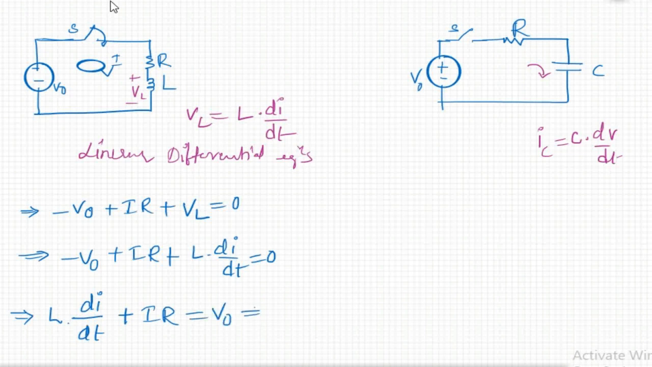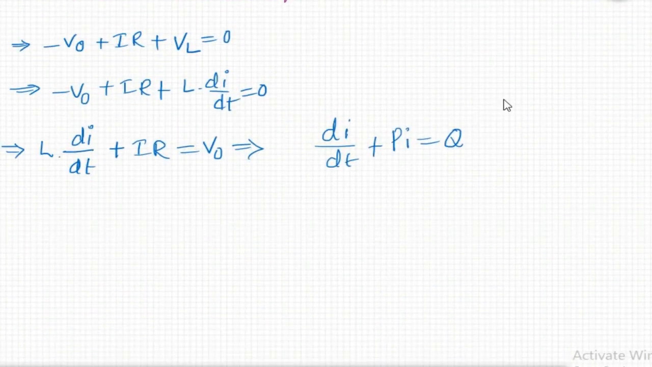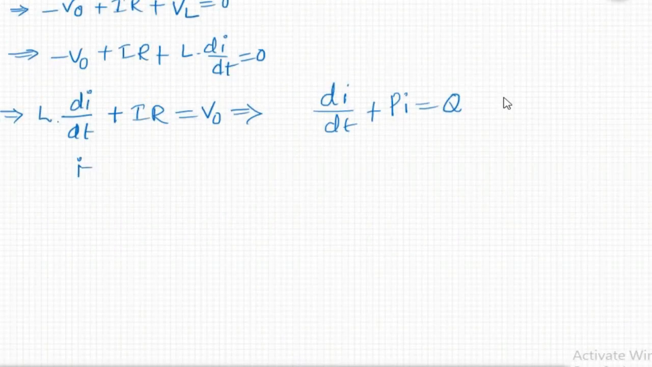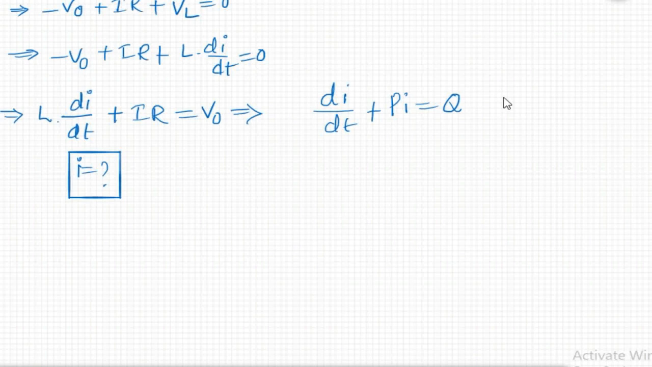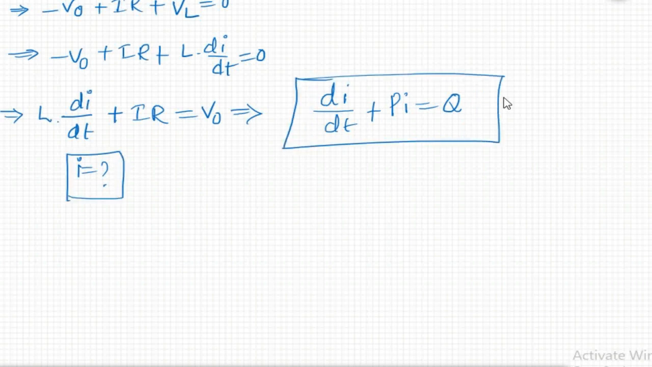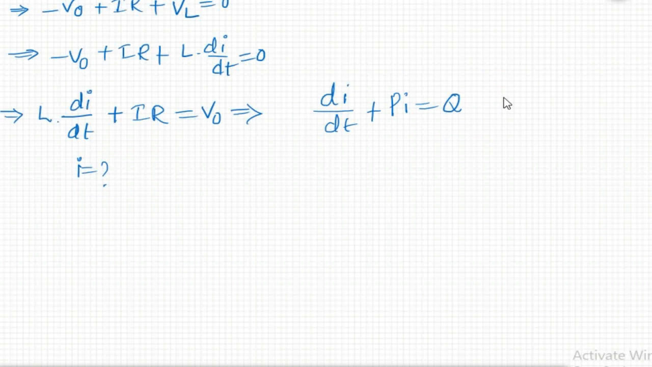If you observe this, it is similar to the differential expression di by dt plus P into I equal to Q. This is a linear differential equation. So what is the solution for this differential equation? We need to find I in this expression, and for that we need differential equation help. This KVL expression is in the same format. How can you solve this?